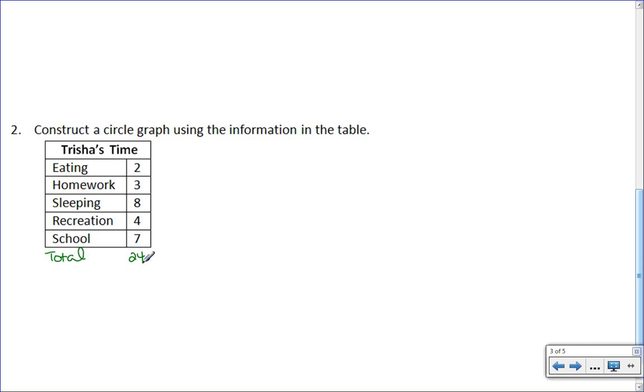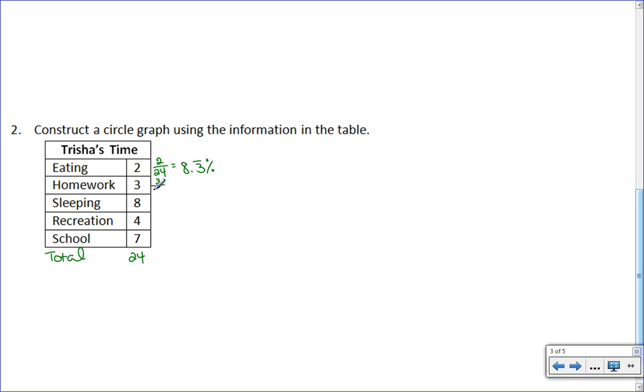So we first want to figure out what each of these is as a percent, and then we can figure out what the corresponding central angles would be in the circle graph. So for each of these, to calculate a percent, remember we want the part over the whole. So this will be 2 over 24. And when we divide this and change it to a percent, we get 8.3 repeating percent.